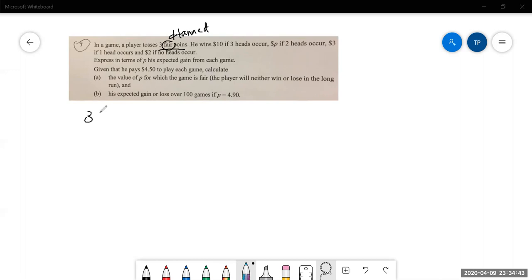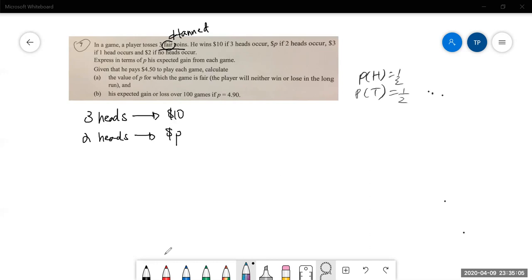So 3 heads, $10. 2 heads. Can I just ask, is the probability to get a head half, and then probability to get a tail is half? Yes. So just now I was bullshitting over here about this fair coins thing. Yeah, this will lead to what you're explaining. When they say fair coins, it means this, you're right.